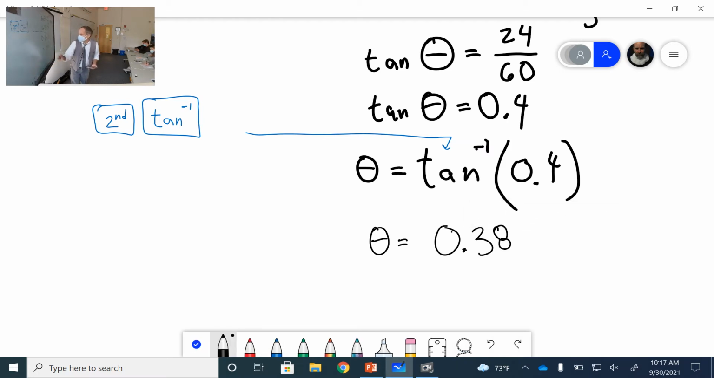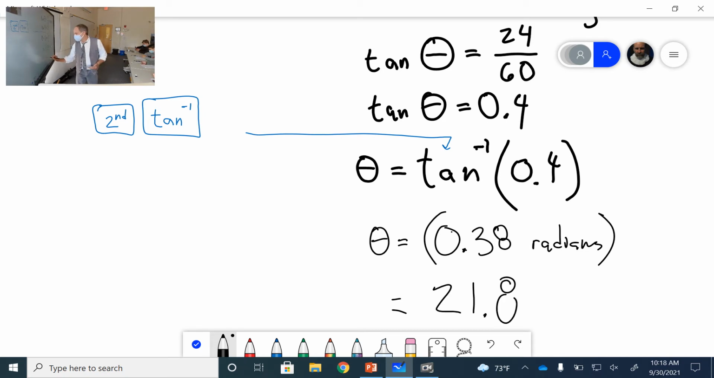So this is 0.38 radians. I'm going to put a parenthesis around this. So I want to take the inverse tan of 0.4 in degrees, and we get? Like 21.80. Sounds good to me. 21.8, and I'm going to put the degree symbol on here.